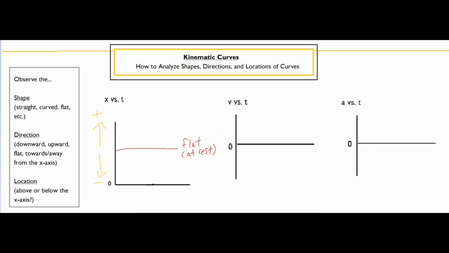So if the line is flat anywhere along the graph, that still means the position stays constant, which means the object isn't moving at all. Now, if the object is moving, but the line is straight, that means you would have an object that's moving at a constant velocity. Because remember, the slope on a position versus time graph tells you what the velocity is.